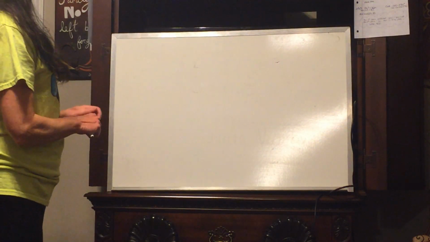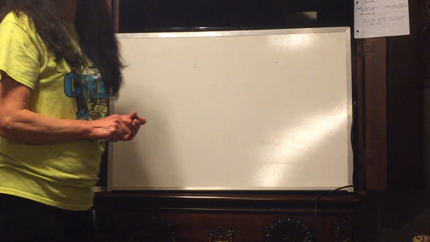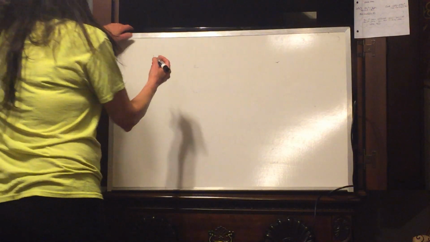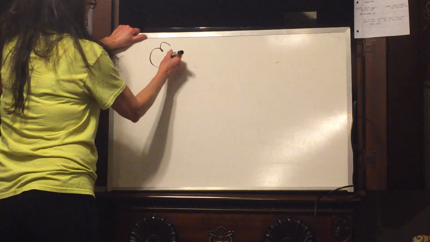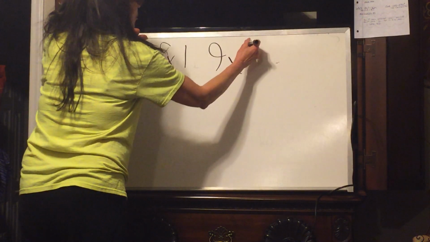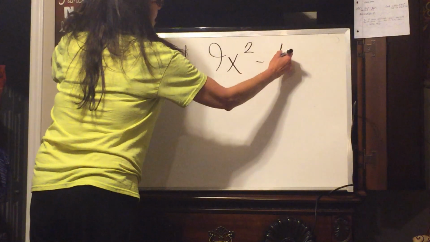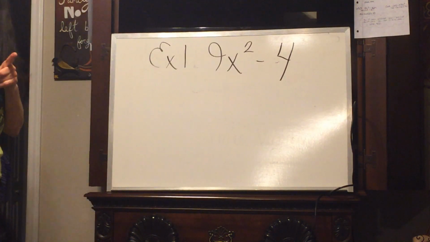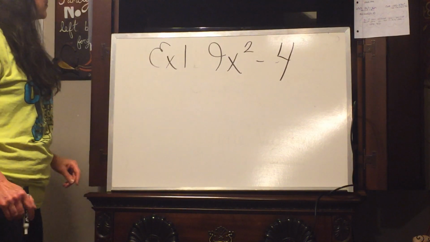Okay, example 1. Example 1 is 9x squared minus 4. Now listen here, some of these are going to have GCFs and some of them are not. So example 1 is 9x squared minus 4.